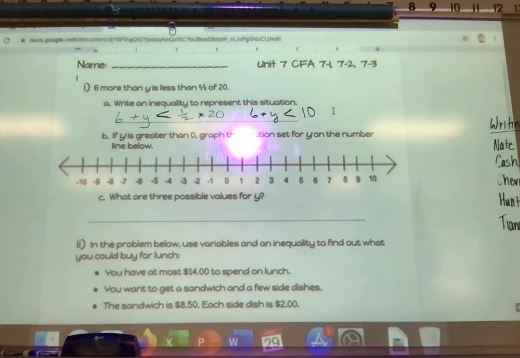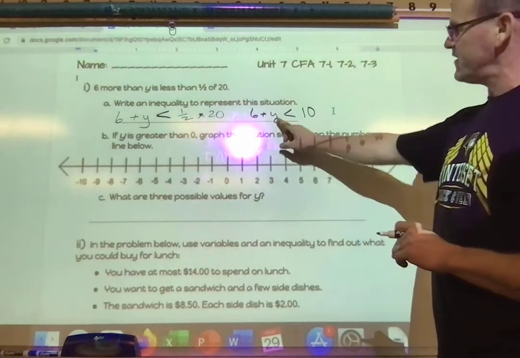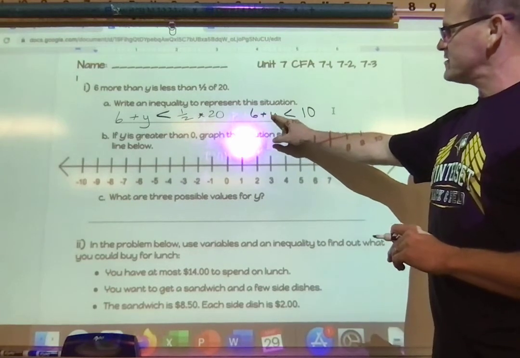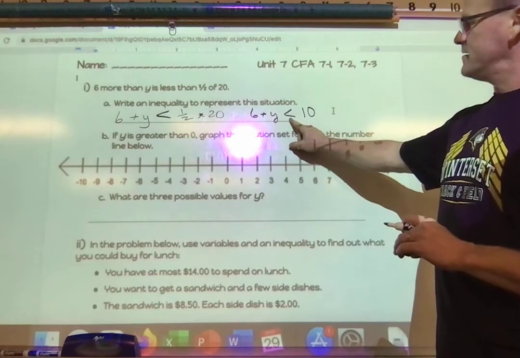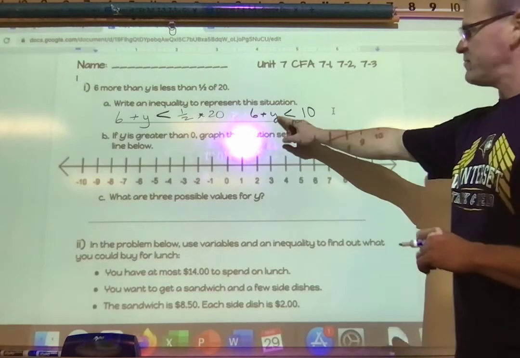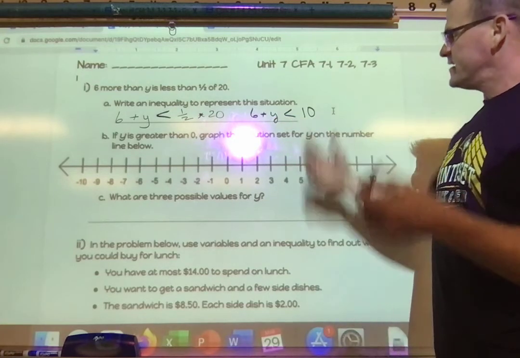I could probably use some trial and error from here. A lot of you would be able to do that, because we know 6 plus 4 is 10. So if I plug 4 in here, 6 plus 4 is less than 10, I know that doesn't work. It's exactly equal to 10, but anything less than that could work. So if I plugged in a 3, 6 plus 3 is 9. That's less than 10, and so on and so forth.